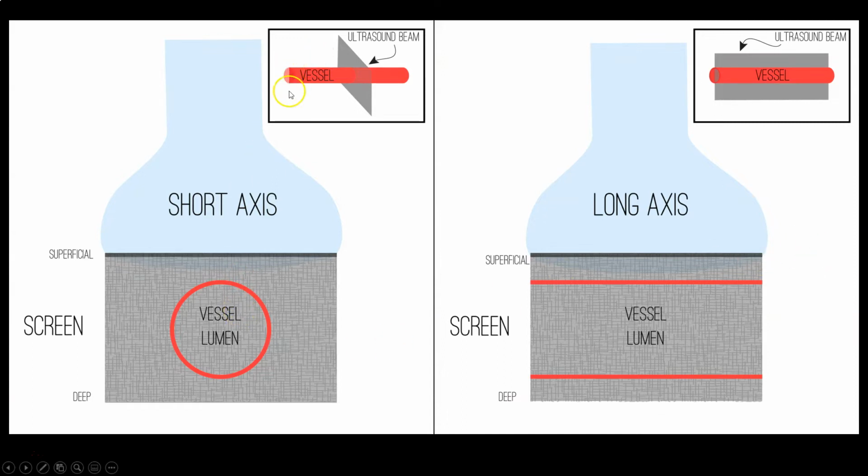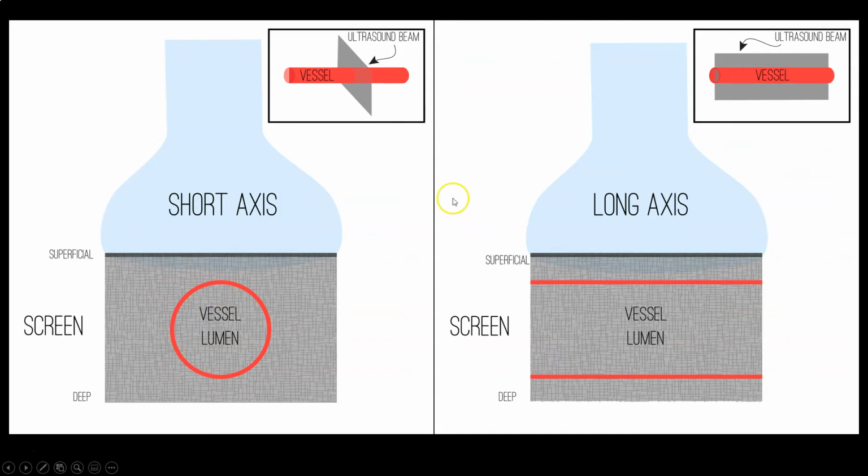So if this is your vessel running across the screen here, the ultrasound beam would cut across it in the short axis of the vessel. So what that means is you wouldn't see the length of the vessel stretched out, you would see a cross-section, a symmetrical looking cross-section. Generally speaking, short axis is almost always going to be symmetrical compared to long axis.